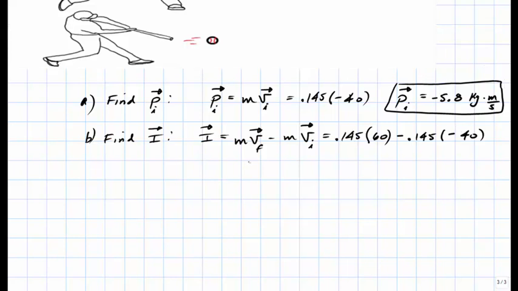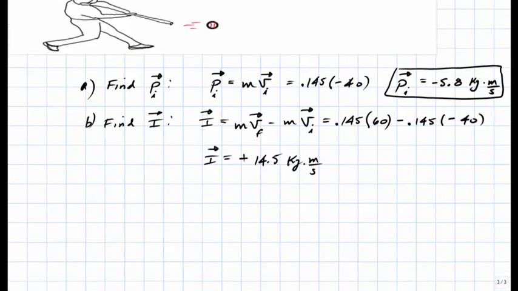So if we enter these values into our calculator, the impulse equals positive 14.5 kilogram meters per second. Of course, we have the option of using Newton seconds for our units, but again, it's just your call as to which units you prefer to use.